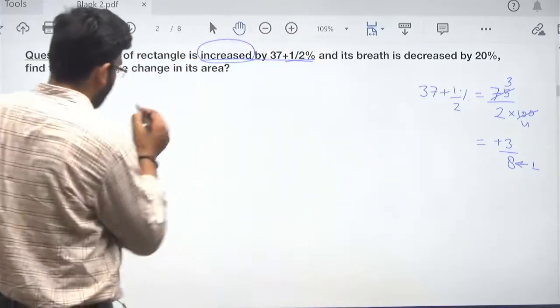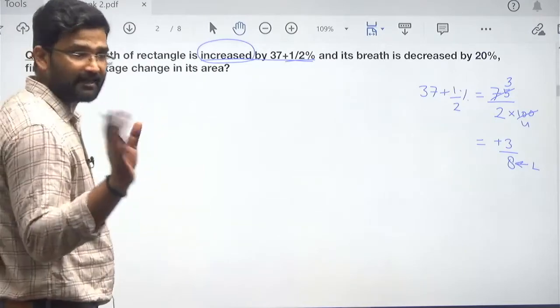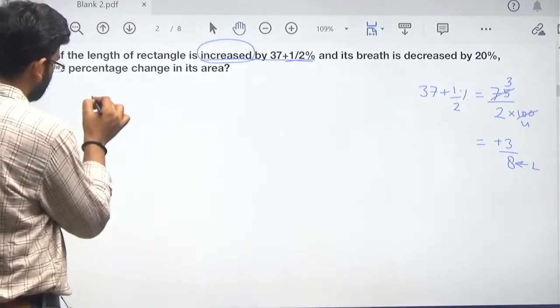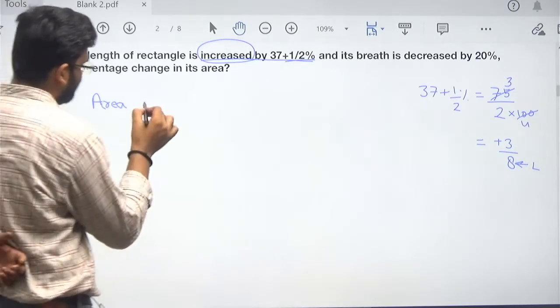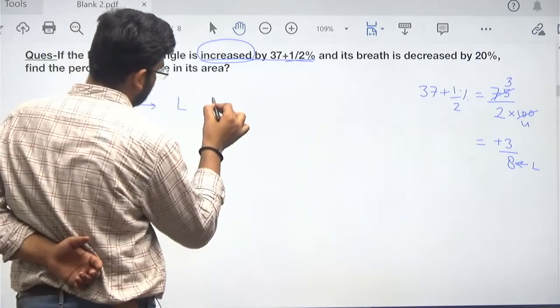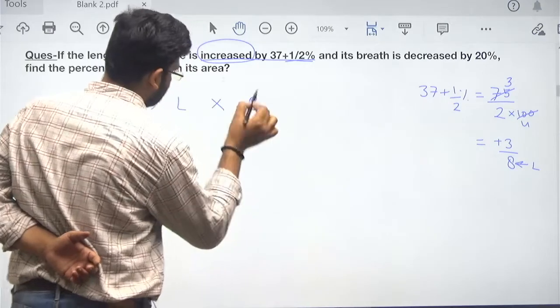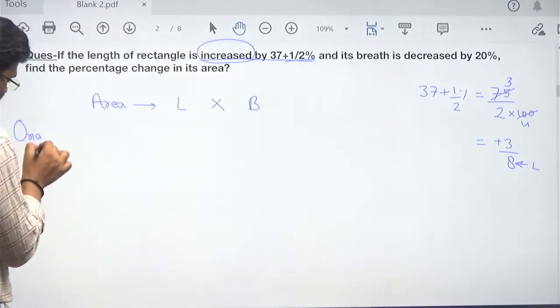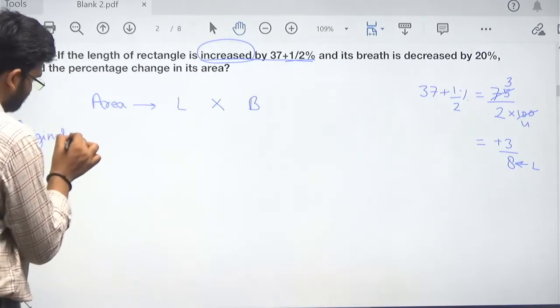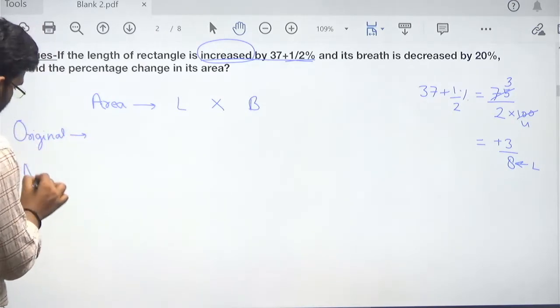So see here, what is the area of the rectangle? See, area of rectangle is length into breadth. Now see here, original and new.